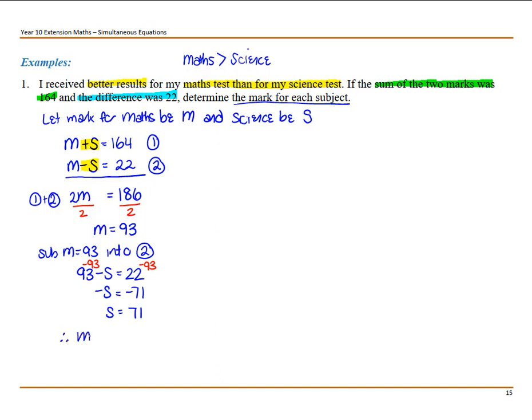So therefore, maths mark was 93 and science mark was 71. And you can quickly check these without going back to the equations. The sum of the two marks is 164, so 93 plus 71 is 164. The difference is 22, so 93 minus 71 is 22. So I know it's correct. So always remember to check your answers.